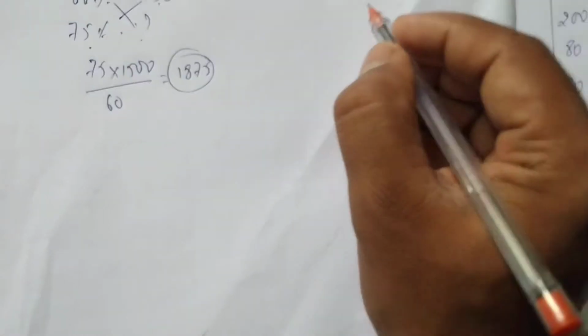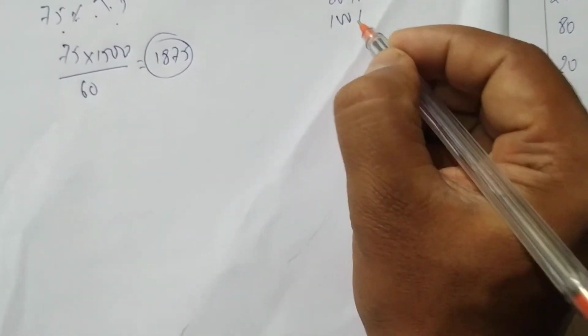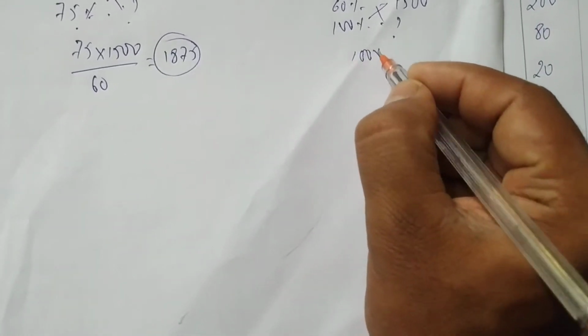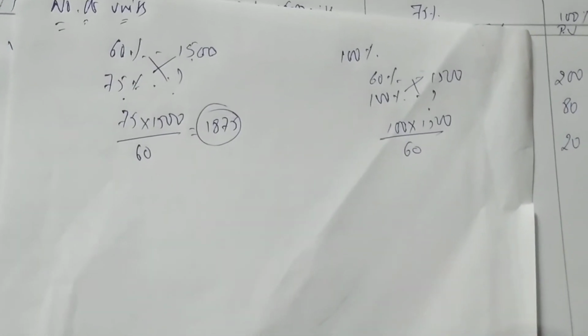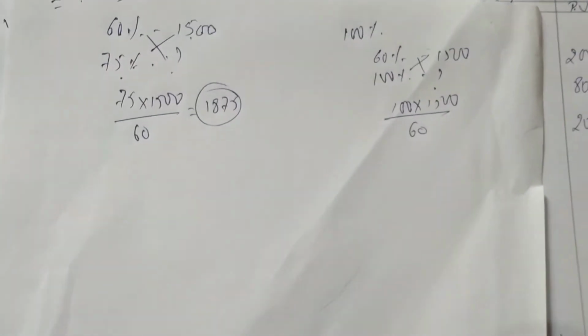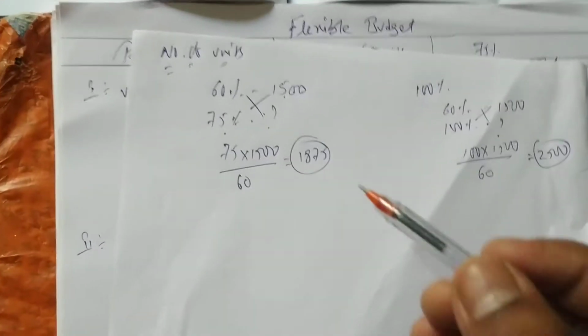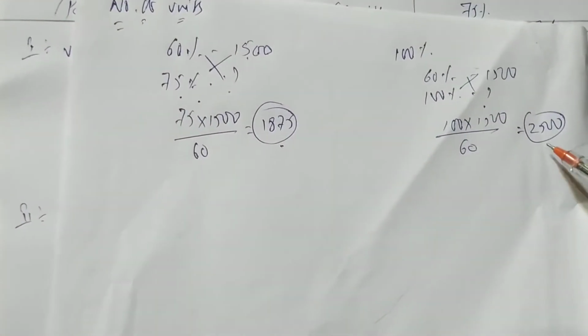For 100%. Again, for 60% we have 1500. For 100% we don't know how much. Again do cross multiplication: 100 into 1500 divided by 60, getting 2500. So we got the number of units: for 75% we got 1875, and for 100% we got 2500.